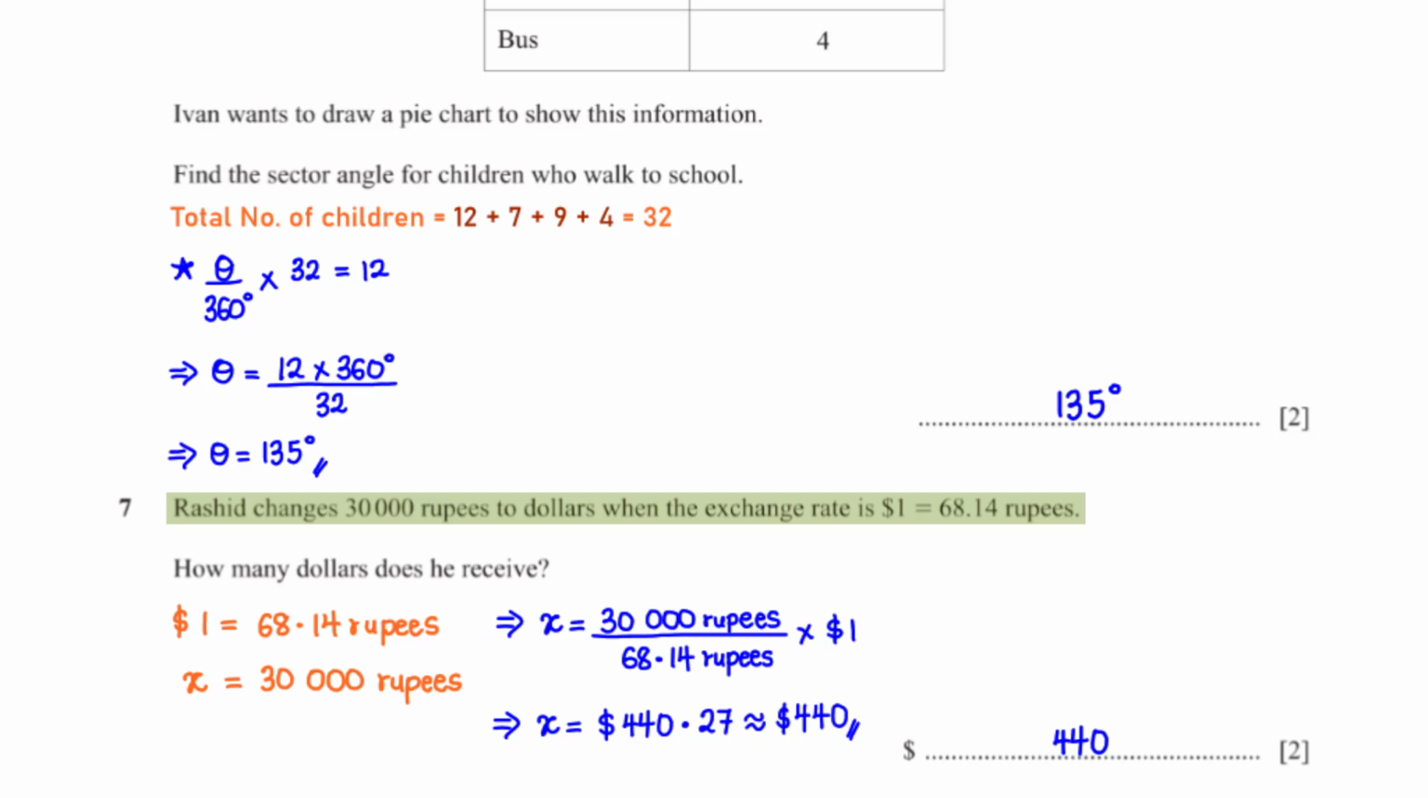Rashid changes 30,000 rupees to dollars when the exchange rate is $1 equals 68.14 rupees. How many dollars does he receive? We know that $1 equals 68.14 rupees. And so for 30,000 rupees, how many dollars would Rashid receive? This is what we are calling X. When we cross multiply and make X the subject, this is what we get. When we type this into the calculator, we have $440.27. We are only interested in the number of dollars Rashid receives, so that will be $440.